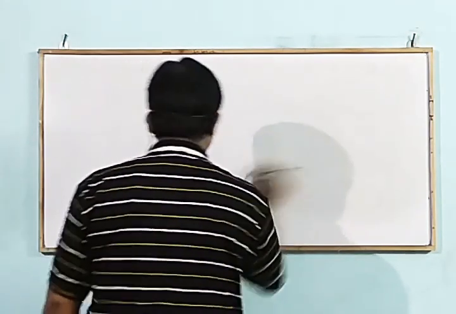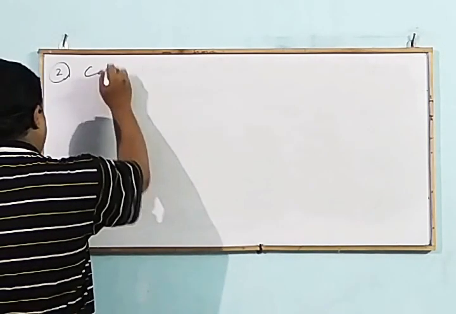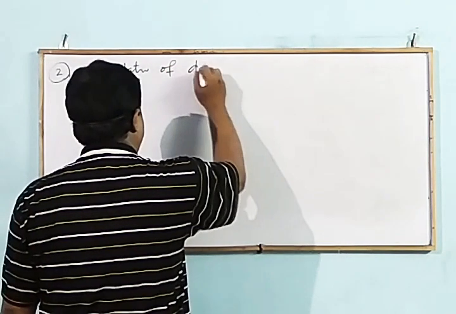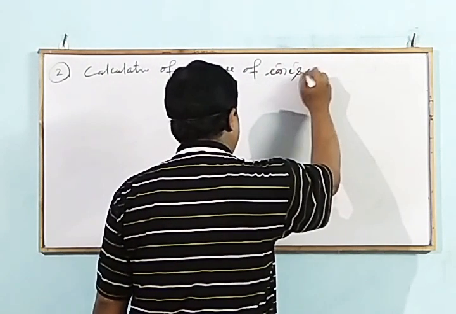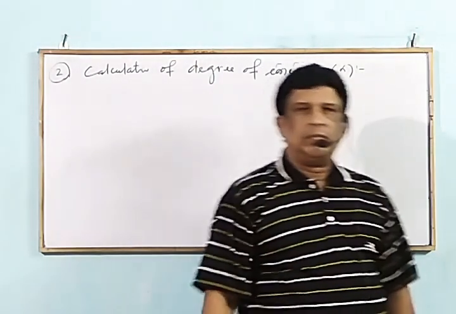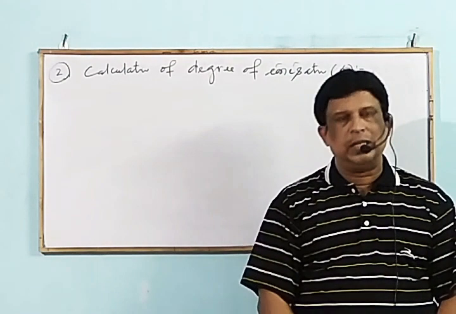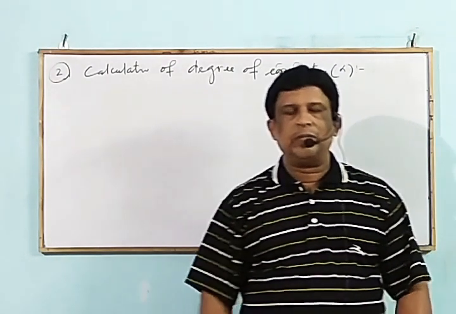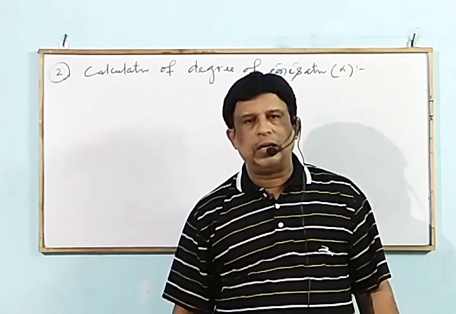What is the second application? Second application, that is calculation of degree of dissociation or degree of ionization. Symbol is alpha. How we calculate it indirectly by the help of this law. Mark that. What do you mean by degree of ionization? The fraction of molecules dissociated divided by total number of molecules taken.